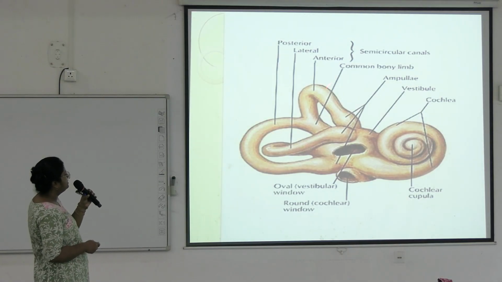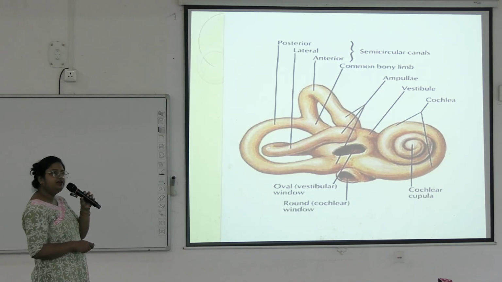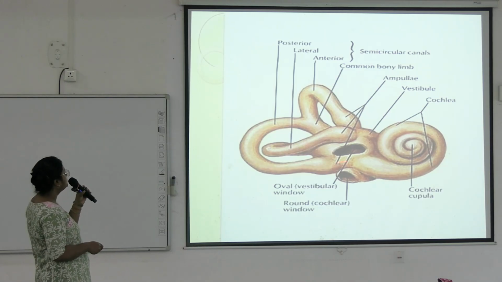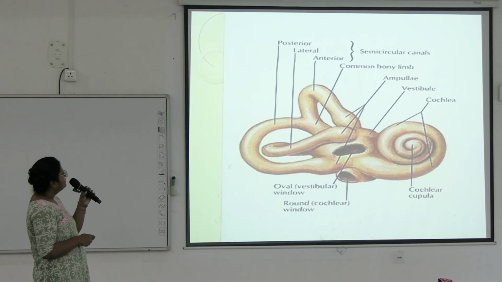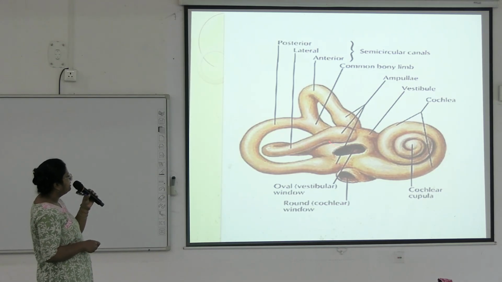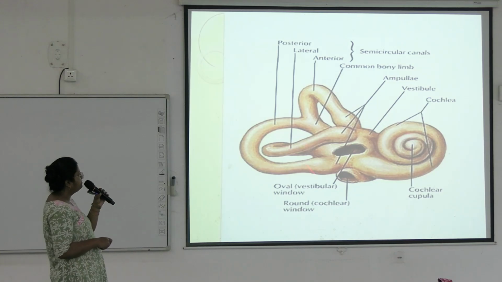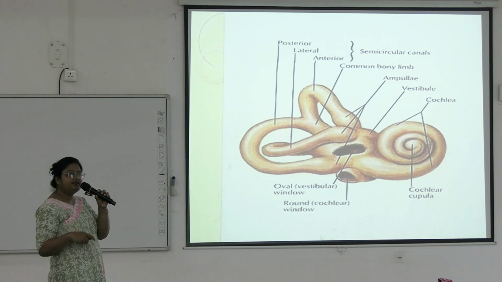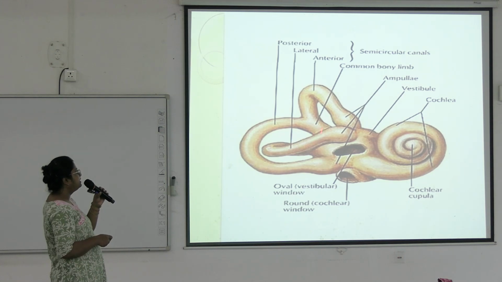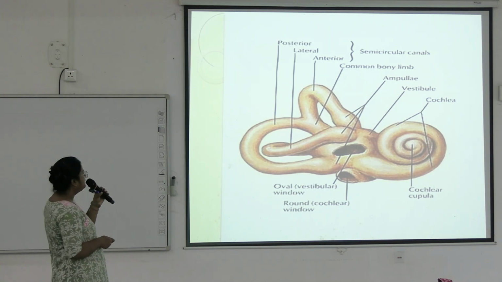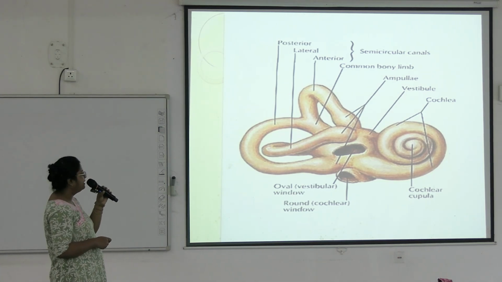See the three semicircular canals. This is the anterior, also known as the superior semicircular canal. This is the posterior, and here is the lateral semicircular canal. You note the semicircular canals are connected with the vestibule via two ends, and one is the ampullated end. Ampullated end means one end is dilated and the other end is not dilated.